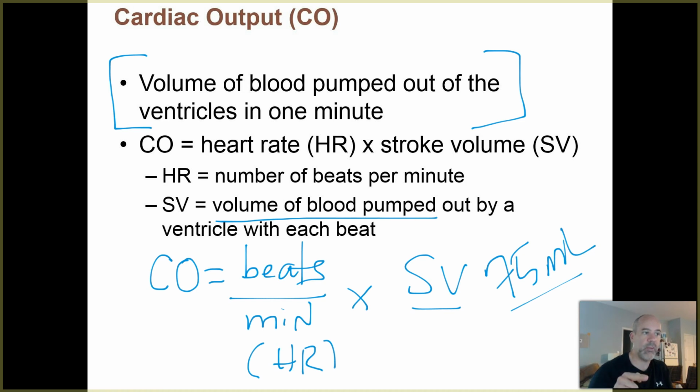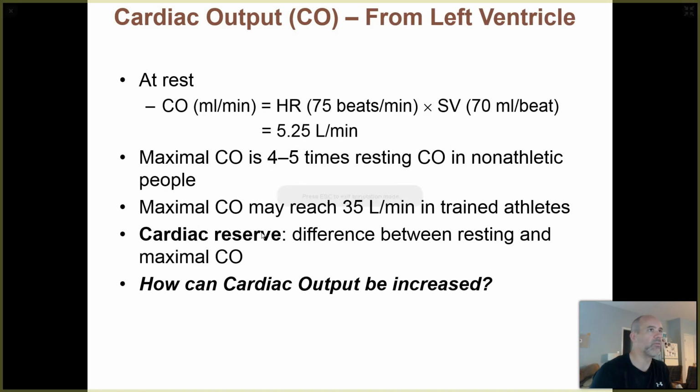So for your cardiac output, you're going to say, how many times does the heart beat per minute? And each time it's beating, it's squirting out 75 milliliters of blood from a ventricle. And these numbers usually refer to the left ventricle. The right ventricle, they can be slightly different. And you combine those two together and you have your cardiac output. That's the volume of blood each minute that's being pumped out of the left ventricle.